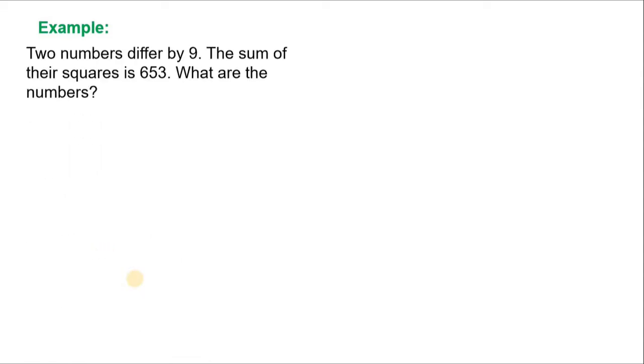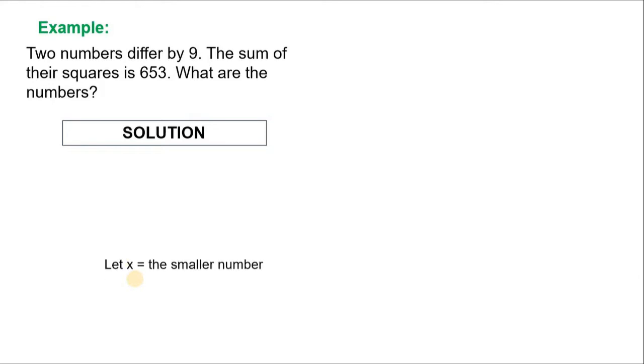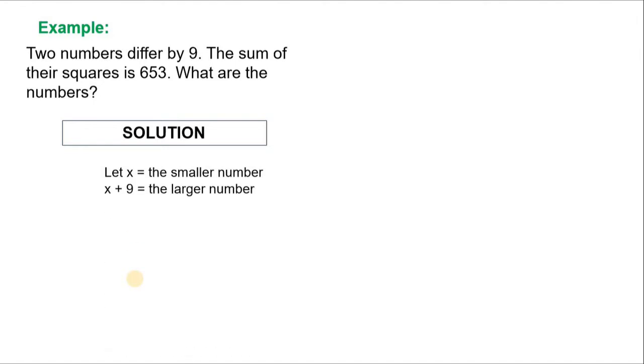Alright, para sa ating example number 2, two numbers differ by 9. Sum of their squares is 653. What are those numbers? Again, two numbers differ by 9, so their difference is 9, and the sum of their squares is 653. What are those numbers? Our solution, so we're going to let x be the smaller number, so our larger number is x plus 9. Okay, that's our two numbers, and we're going to find the value of x.